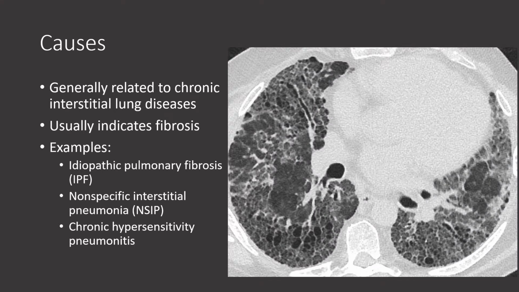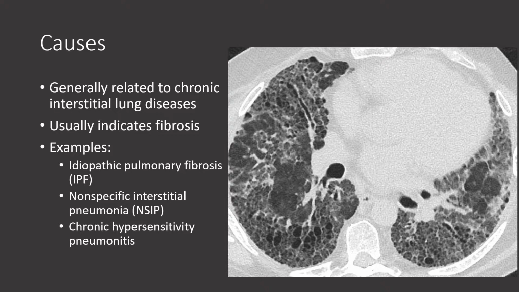As mentioned earlier, reticulation is most often associated with fibrosis, though a minority of cases can be reversible. Common fibrosing lung diseases that demonstrate reticulation are idiopathic pulmonary fibrosis, also known as IPF, nonspecific interstitial pneumonia, also known as NSIP, and chronic hypersensitivity pneumonitis, the latter of which is demonstrated on the right-hand CT.